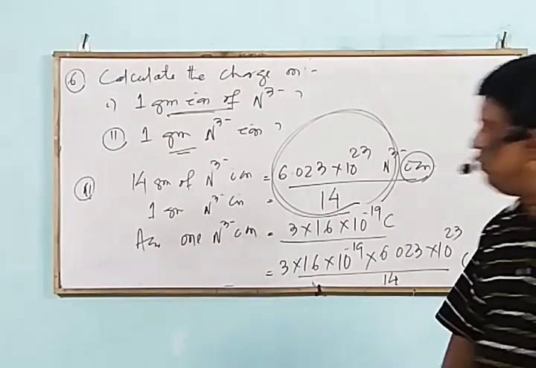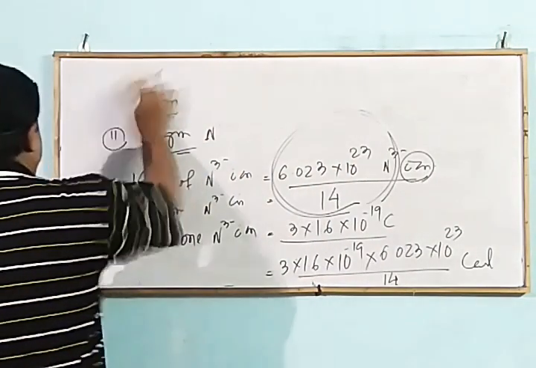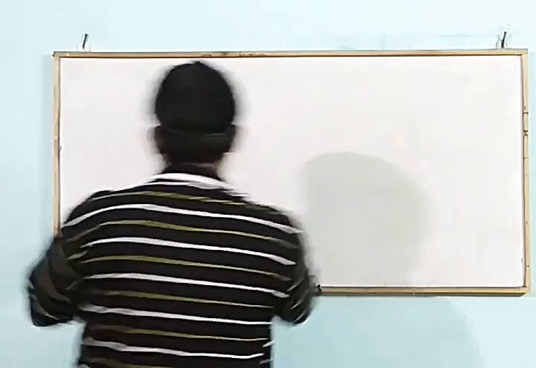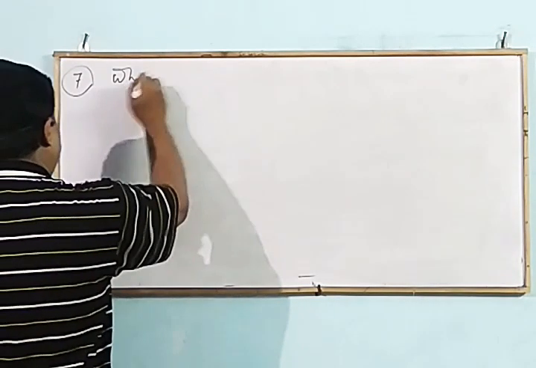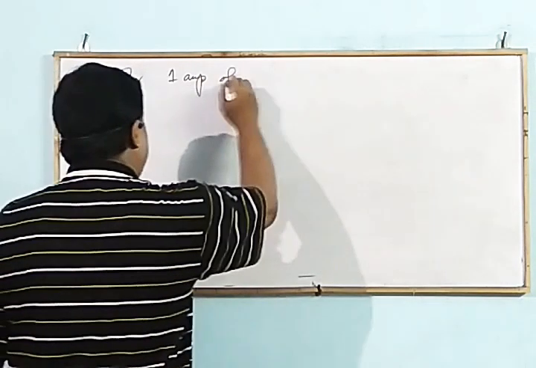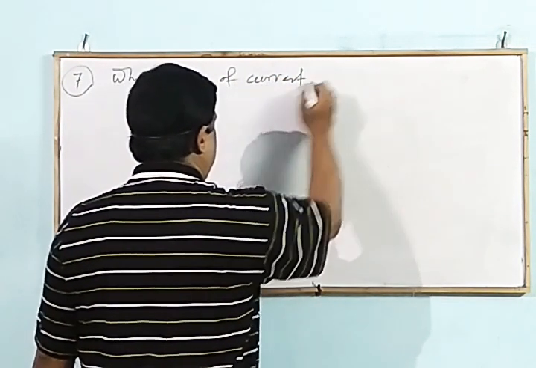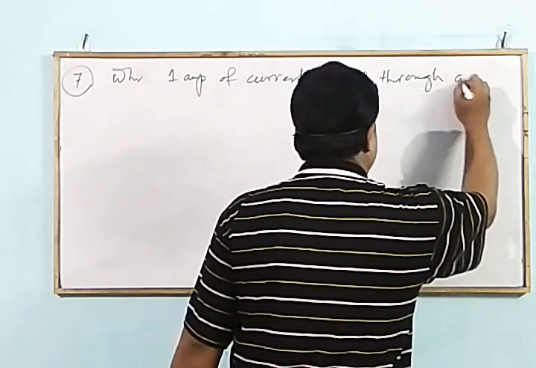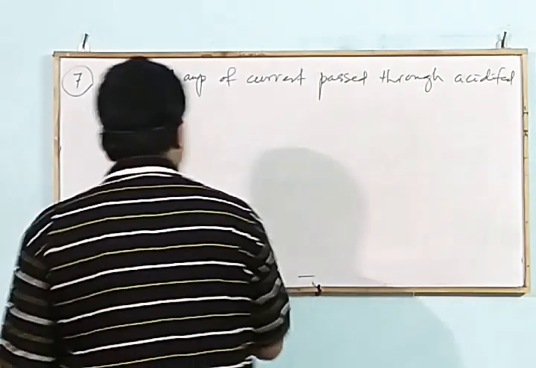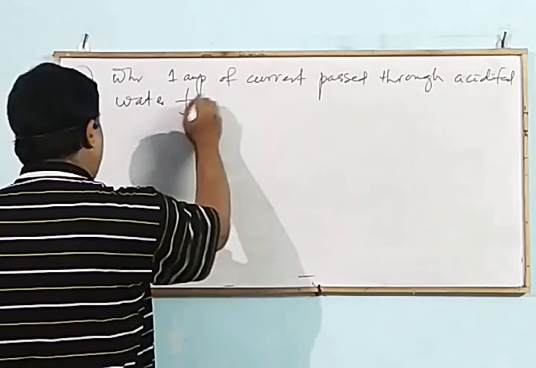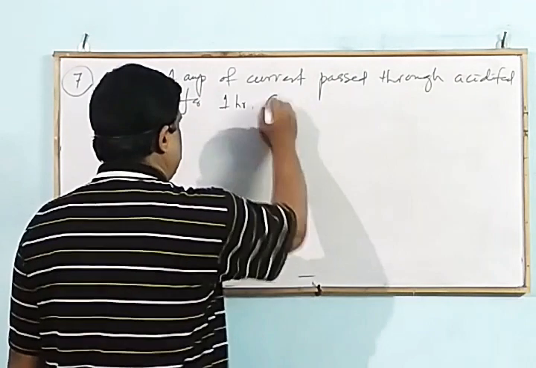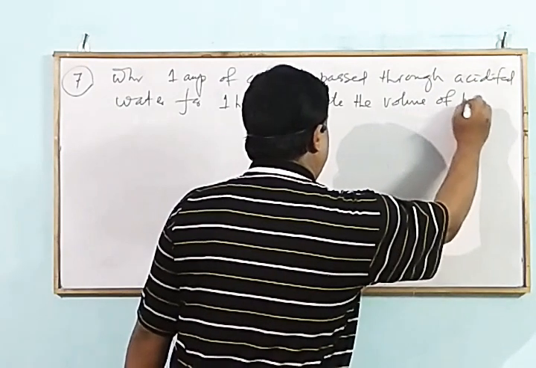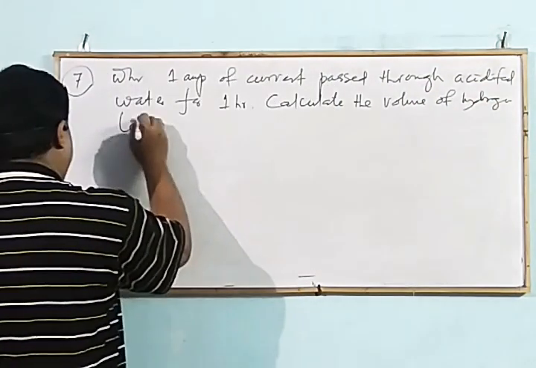Move to another type of problem. Question number 7. When 1 ampere of current is passed through acidified water for 1 hour, calculate the volume of hydrogen liberated.